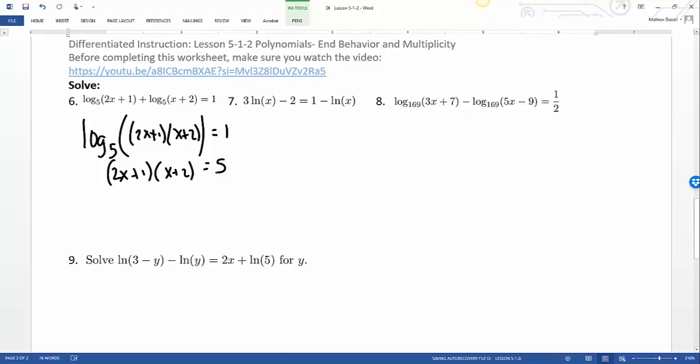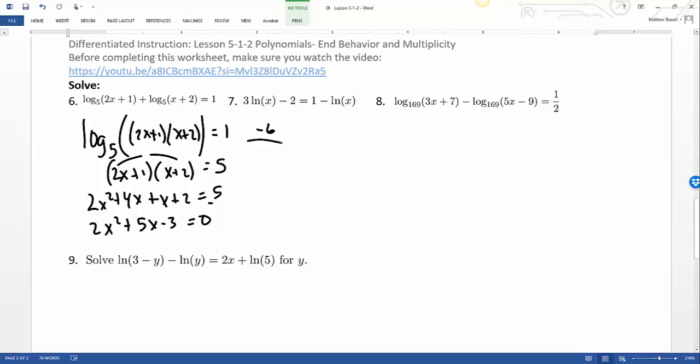Now it's quadratic, so I want to multiply this out. So 2x times 2x is 2x squared plus 4x plus x plus 2. So 2x squared plus 5x minus 5 on both sides, so that's -3. A times c, you get -6.